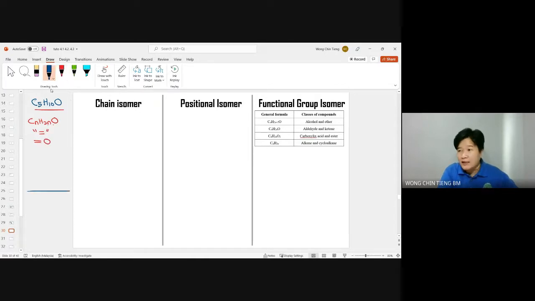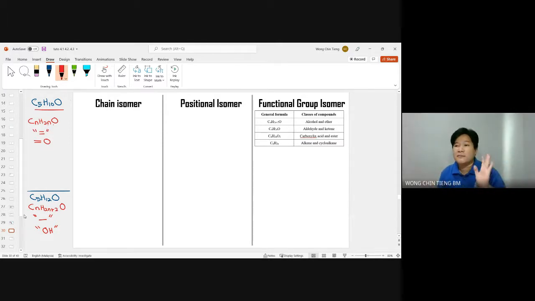Berbeza dengan soalan C kamu, kalau kamu ada C5H12O, that means it's your CnH2n plus 2O. Betul? That is all your single bond. Ni cara paling senang nak tengok. Okay, that will be your single bond. That means your O must be OH. Make sense?